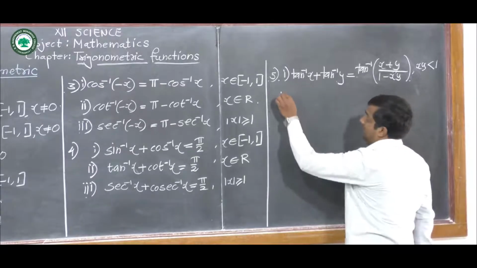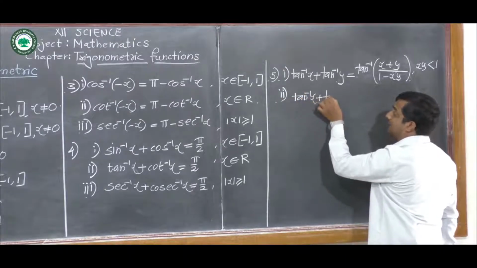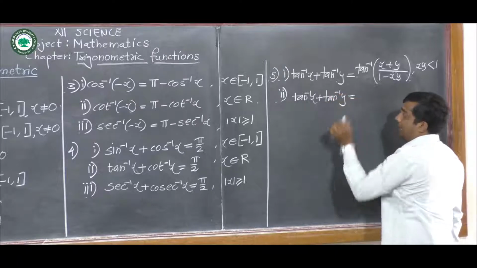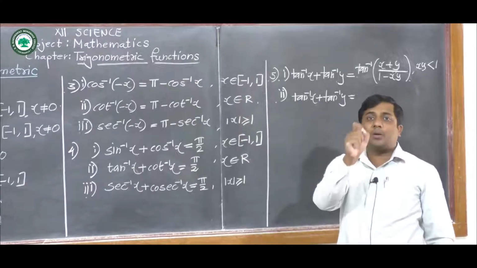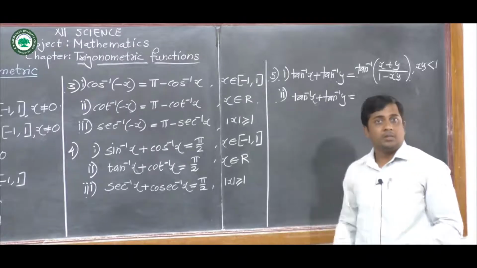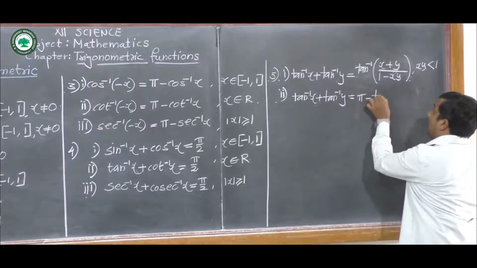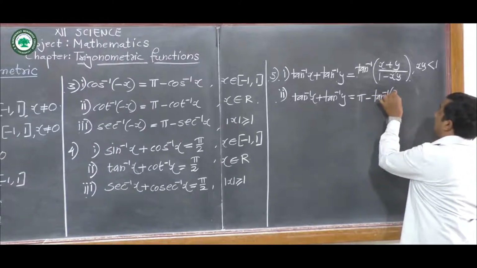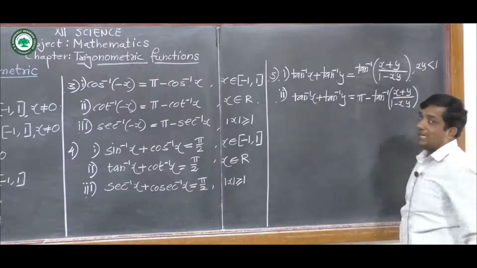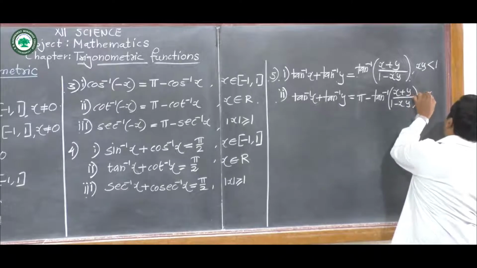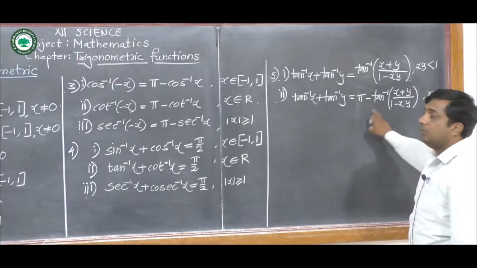Then in the second point, again we consider the addition of tan inverse of x and tan inverse of y. If the product of x and y is greater than 1, then we define pi minus tan inverse of, inside the bracket, x plus y upon 1 minus xy. And remember, the condition here is that the product of x and y is greater than 1.